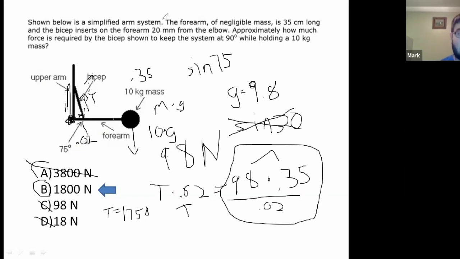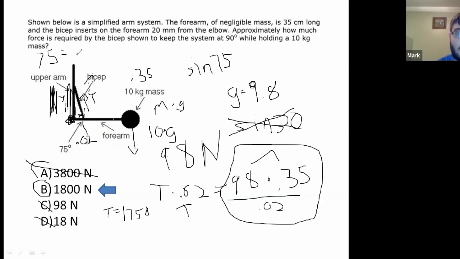How did I choose between sine and cosine? Okay, so we're looking for the upward component. We don't care about the x and y components in these two directions. We only care about the up and down in this case. The up and down is right here, this side of the triangle. We know the angle is 75, and we'll call whatever this is y.